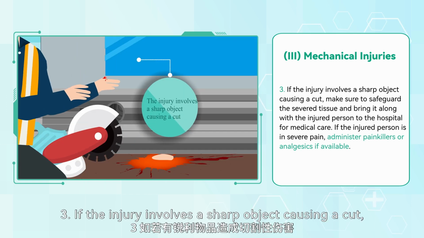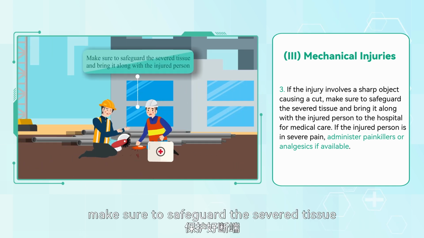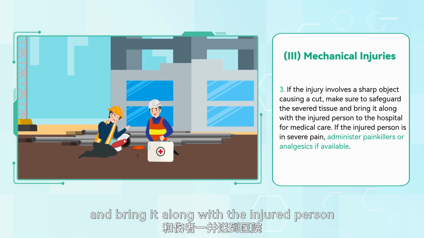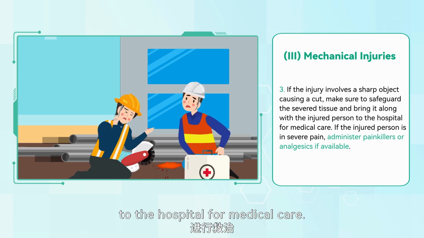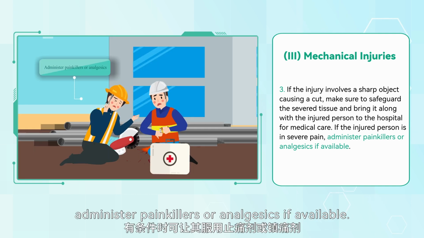3. If the injury involves a sharp object causing a cut, make sure to safeguard the severed tissue and bring it along with the injured person to the hospital for medical care. If the injured person is in severe pain, administer painkillers or analgesics if available.